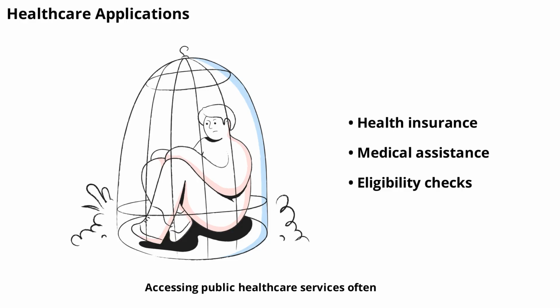Accessing public healthcare services often requires submitting a government application. This may include applying for health insurance, medical assistance, or disability benefits. The application process ensures that healthcare resources are allocated to those who need them and meet eligibility requirements.